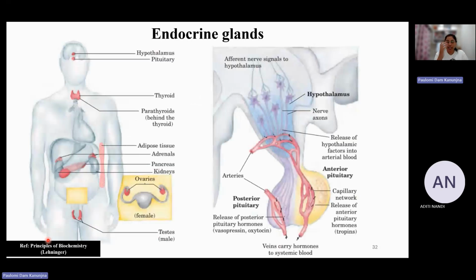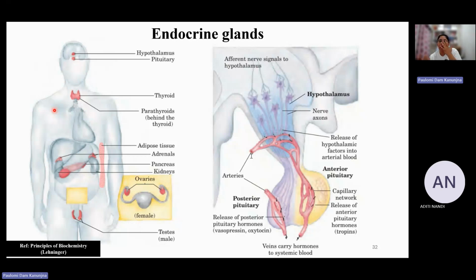You have these endocrine glands: hypothalamus, pituitary, thyroid, parathyroid, adipose, adrenals, pancreas, kidneys, testes, and ovaries, right? So these are the endocrine glands. These are the glands that synthesize hormones, and they will release them into the blood, and they are then carried to the target cells.